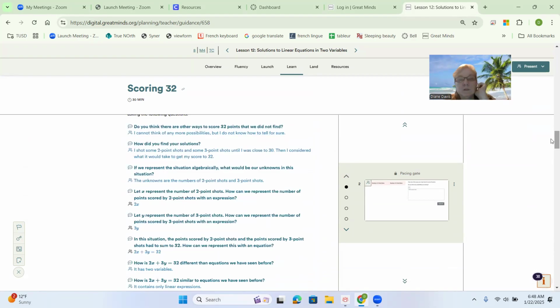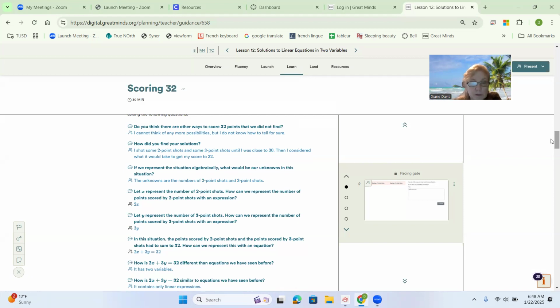And these are some questions. Do you think there are other ways to score 32 points that we did not find? Have you thought of all the possibilities? Put them in chat as to how many possibilities. If we represent the situation algebraically, what would be our unknown in this situation? Well, it would be how many 2 and 3 point shots you have, right? That's what we're thinking now when we say, well, you could have 6 of this or 3 of that.